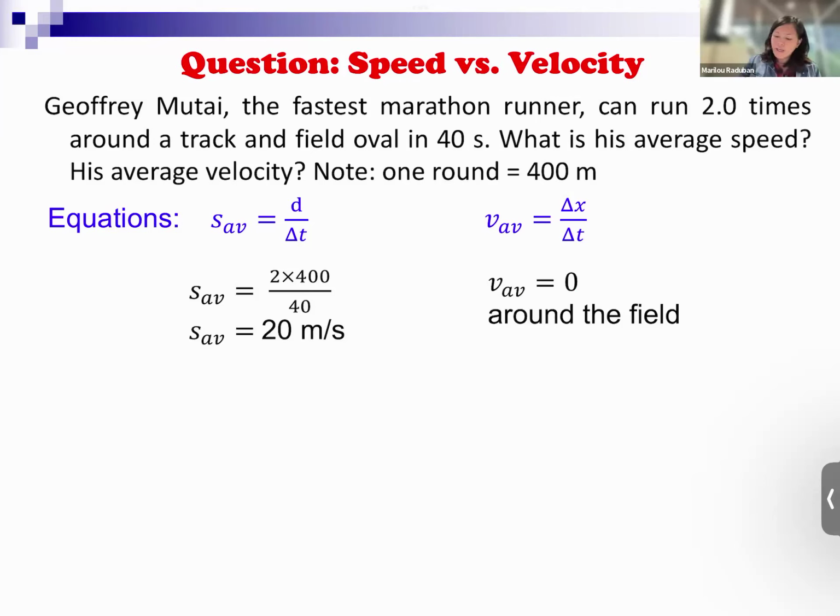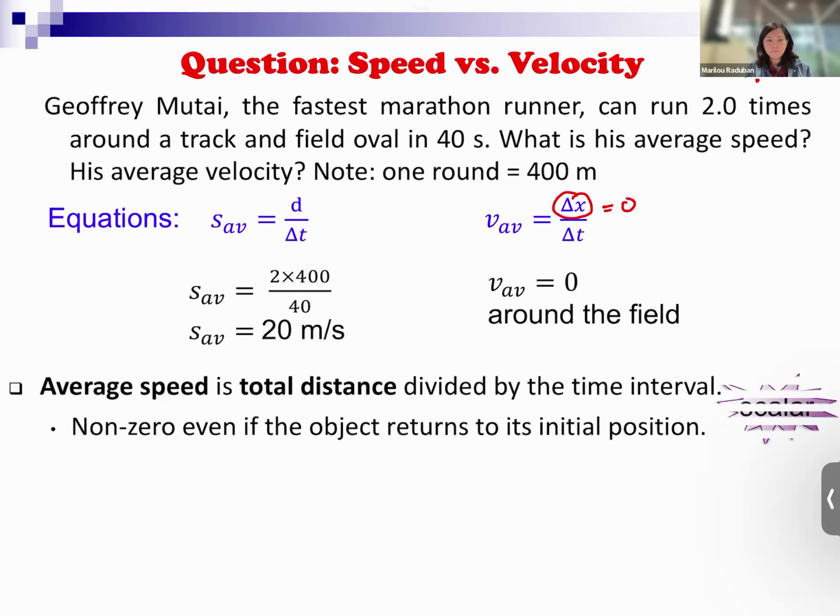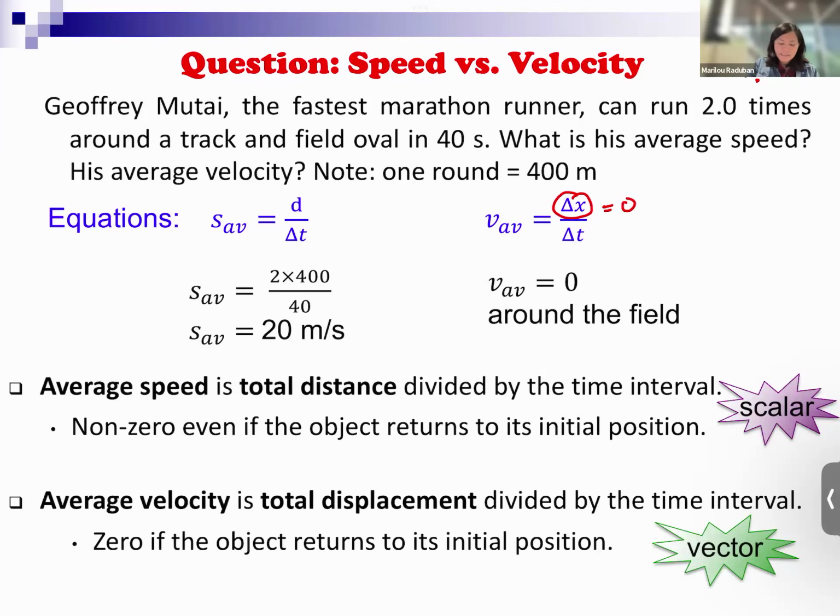Because we assume that he started at the starting point, ran twice around the oval, and then ended at his starting point. Hence, displacement is equal to 0, giving an average velocity of 0. So these statements again emphasize and summarize the difference between average speed and average velocity as we have been talking about.